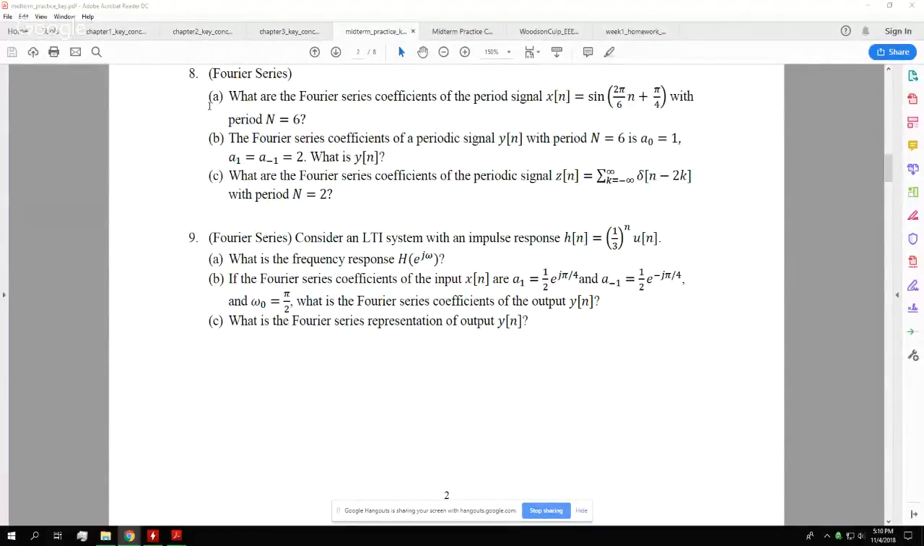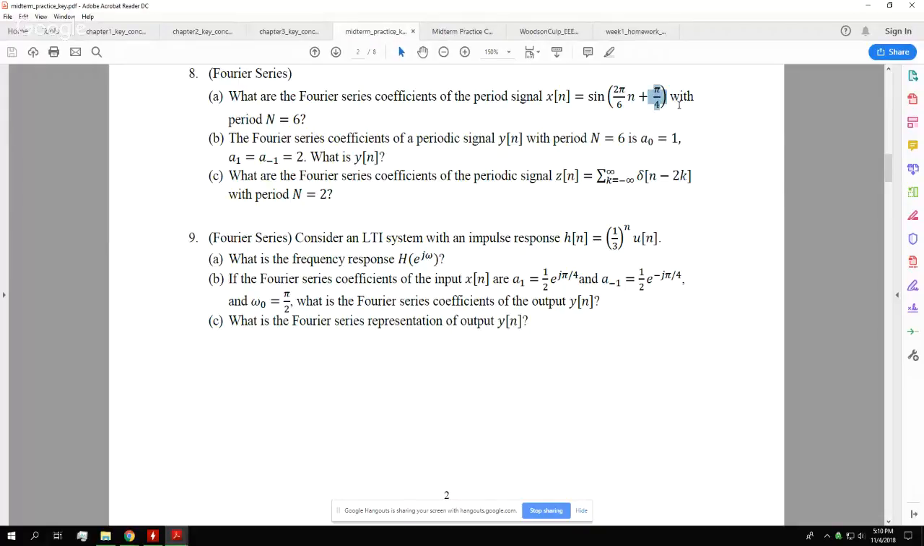So first, the question for part A is, what are the Fourier series coefficients of the periodic signal x of n equals sine of 2 pi over 6 times n plus pi over 4, with a period of n equals 6? So some things to point out: we are just dealing with a discrete time signal. We have a periodic signal, which we already know because we're in the part of the semester where we only learn about periodic signals. We have an angular frequency of 2 pi over 6, and we have a phase shift.